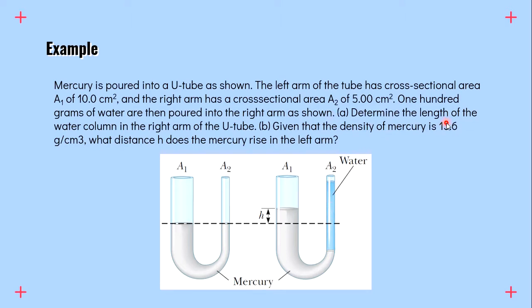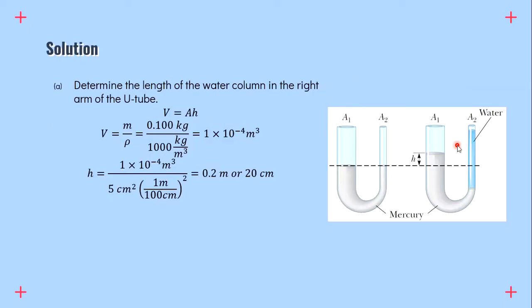Determine the length of the water column in the right arm of the U-tube, and given the density of mercury is 13.6 grams per cubic meter, what distance h does the mercury rise in the left arm? Okay, let's give it a try.